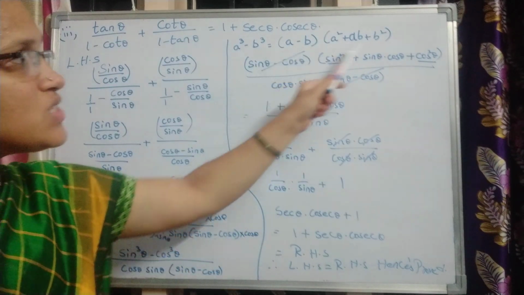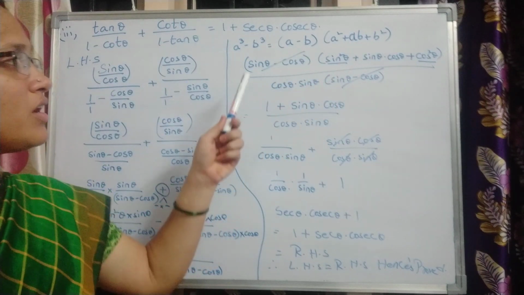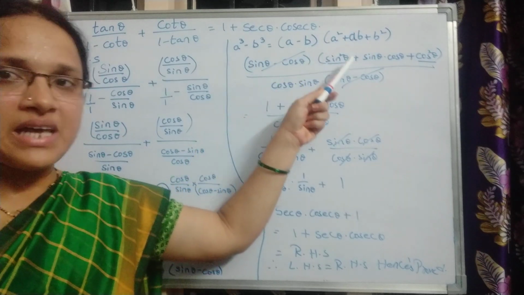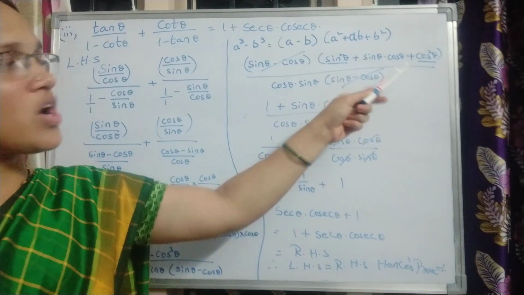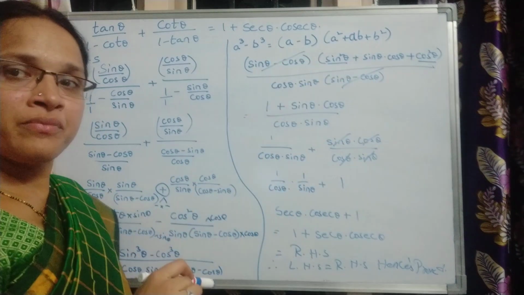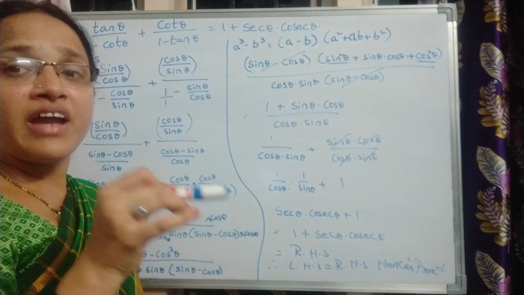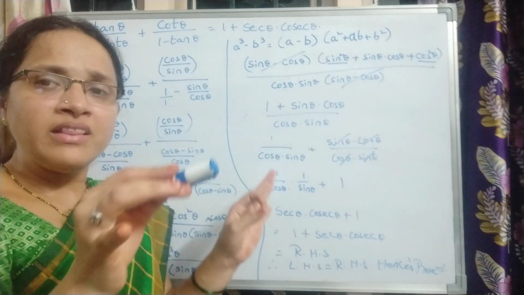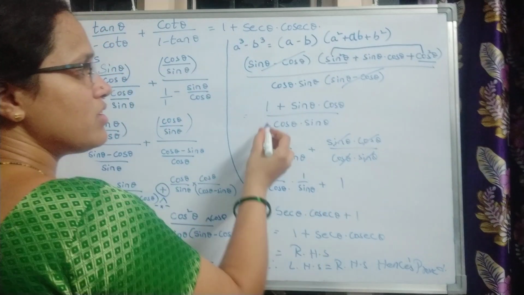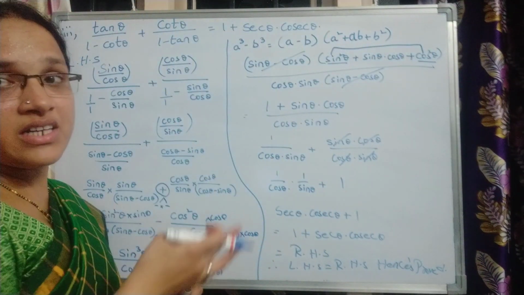Okay, now in this formula, a is taken as sine, and b is taken as cos. Now sine theta minus cos theta into sine square theta plus sine into cos theta plus cos square theta. After writing this, you can cancel the common terms in the numerator and denominator. After writing that, wherever identities are there, just combine them and make them 1. See here we have an identity: sine square plus cos square is 1. So I have written it as 1. 1 plus sine theta into cos theta, that is what remained here.